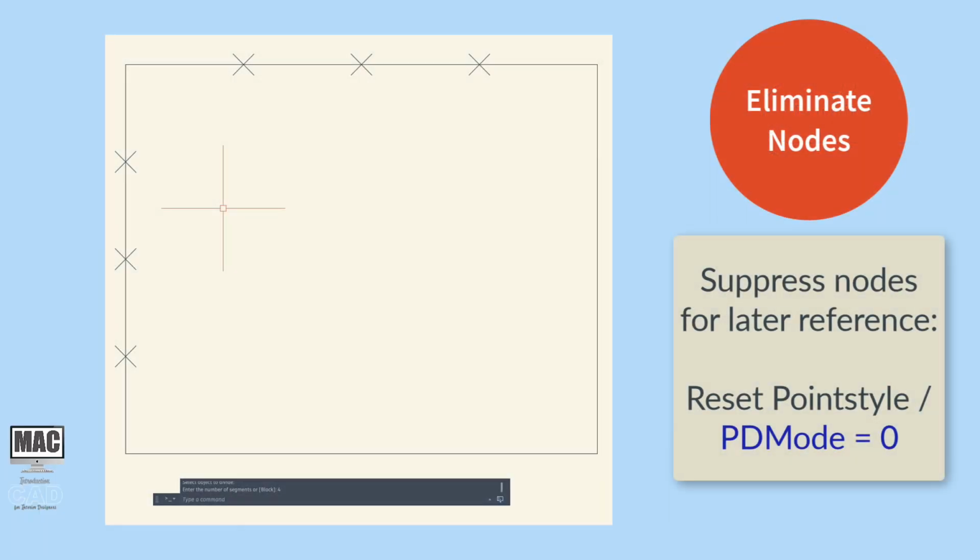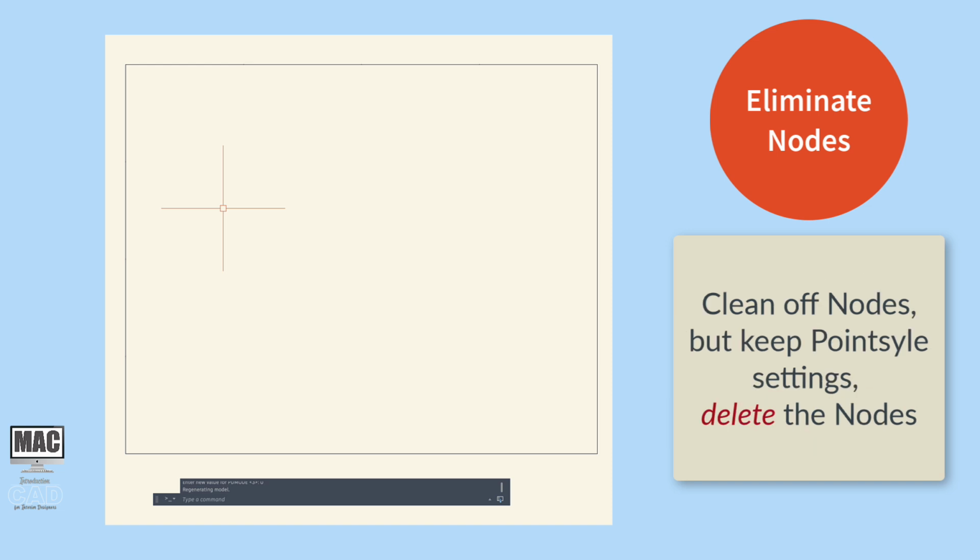It is easy to get rid of the nodes by doing one of the following techniques. If you think you'll need to refer to the same nodes again later, then reset PD mode to 0. The nodes are still there, but they are not visible. If you want the PD mode to be ready for additional markers but no longer need these particular nodes, you can simply erase them by picking on one and hitting the delete key on your keyboard.